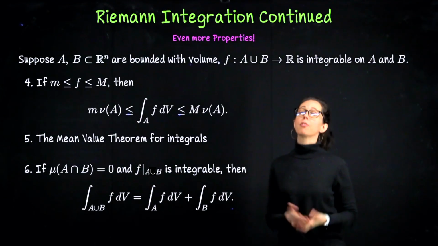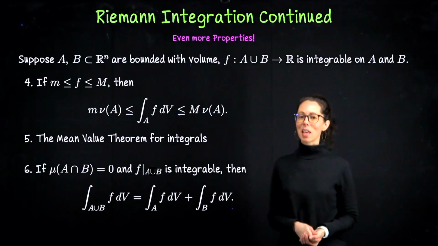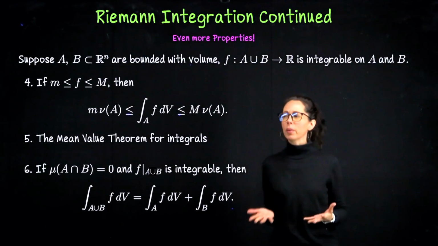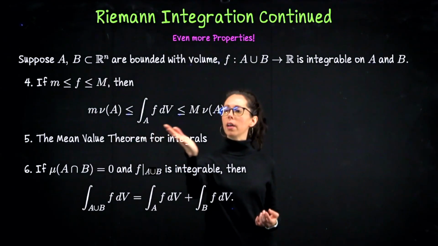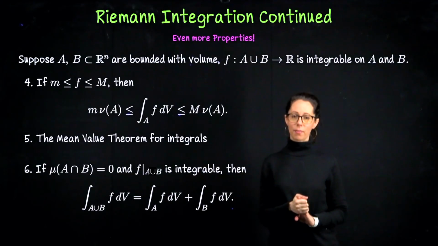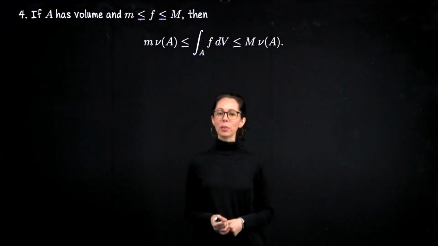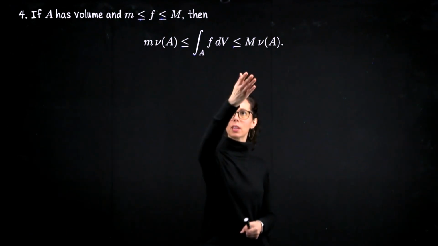Suppose that the function f, being a bounded function, has outputs which sit between the real numbers little m and capital M, then we have this inequality on the integral of f over A. This shouldn't surprise you, and in fact, our proof will be very fast. I will use monotonicity to prove this inequality here.